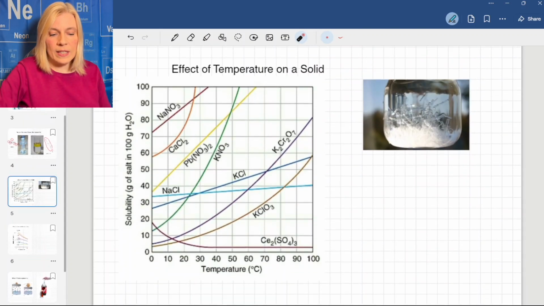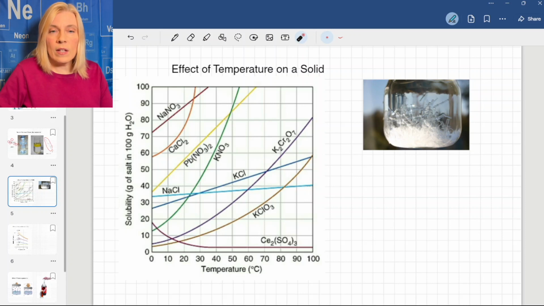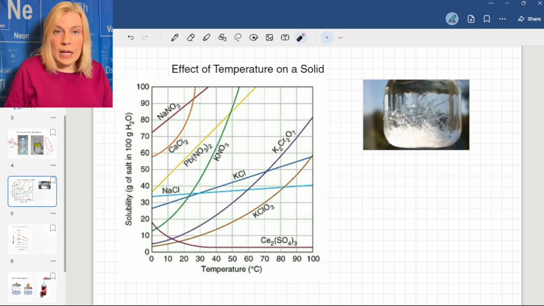Another thing that affects formation of solution is temperature. So let's look at the effect of temperature if we put a solid in the water. This graph is used in lots and lots of chemistry textbooks, and you should know how to read it and understand it. So let's look at our y-axis. Our y-axis is solubility, so grams of salt in 100 grams of water. It's important they say 100 grams of water. And our x-axis is temperature.